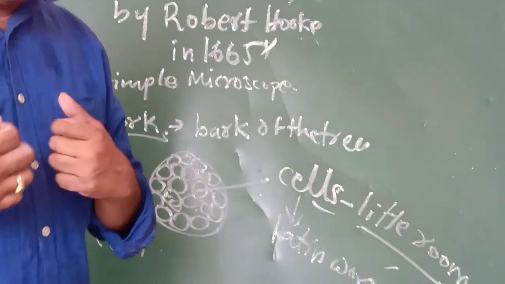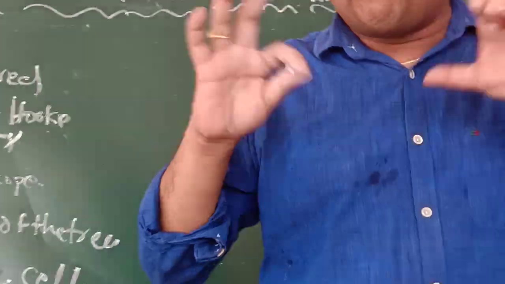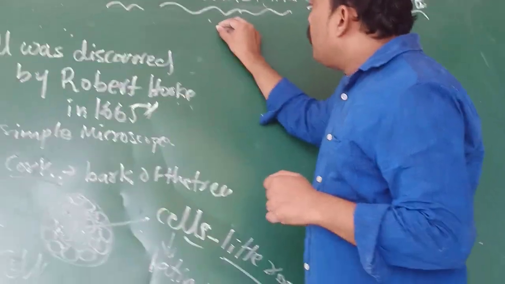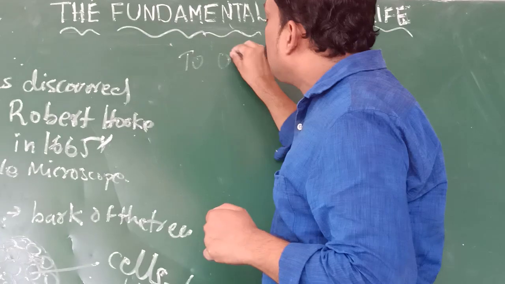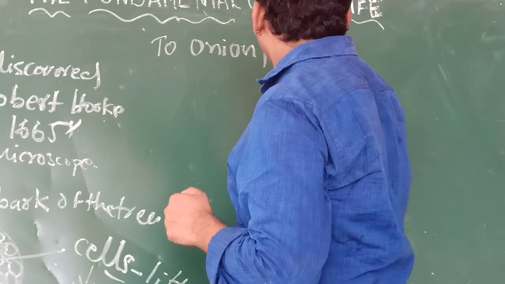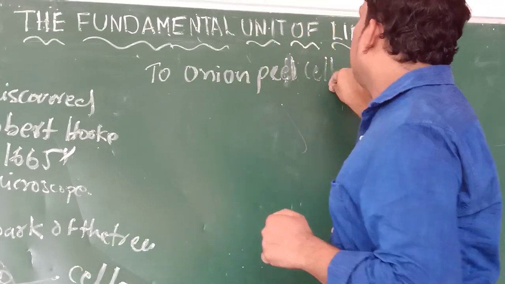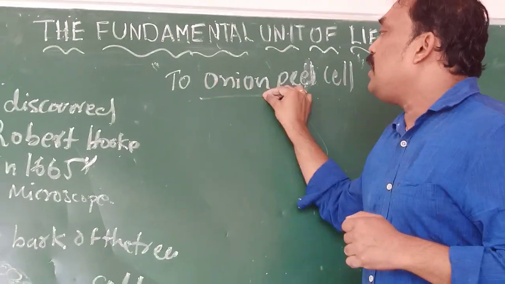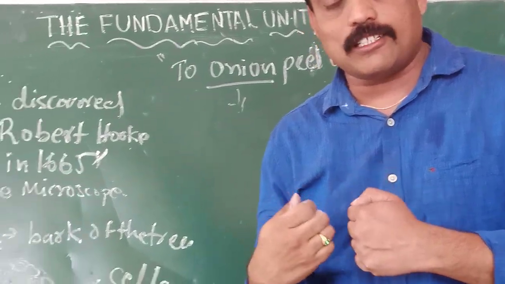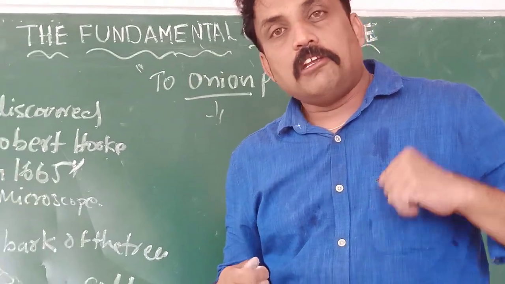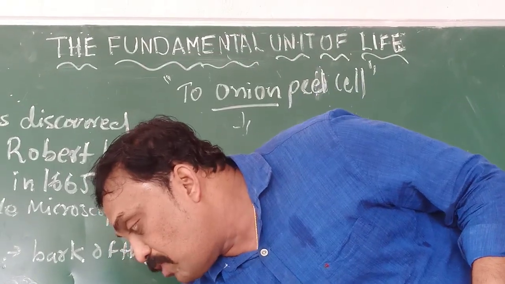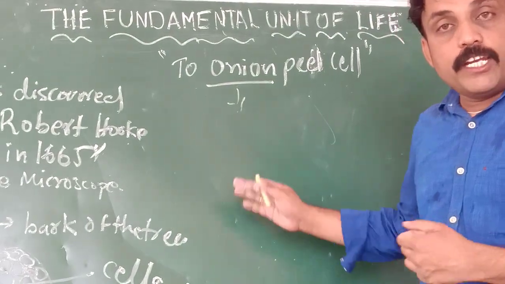Already we learnt that in plants, in animals, every living organism is made up of cells. How can you prove it? We have to do one experiment, to observe onion peel cells. Onion is a plant substance. Even plants are made up of small cells, building blocks. All plants, animals, microorganisms, whatever living things there are, everything is made up of cells.